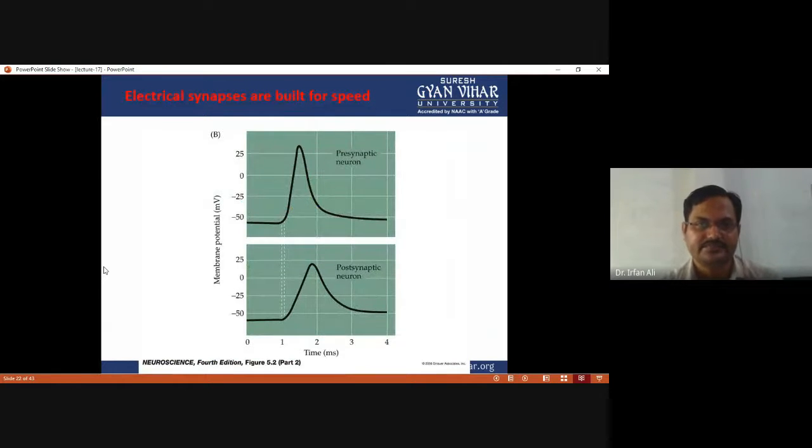You have to see that electrical synapses are built for speed. This figure shows how the membrane potential changes at the presynaptic neuron and the postsynaptic neuron over a time of milliseconds.